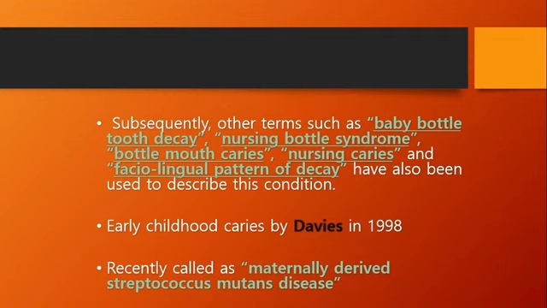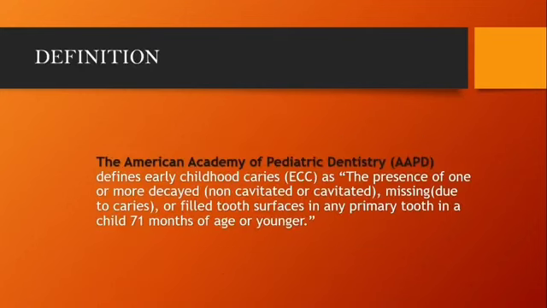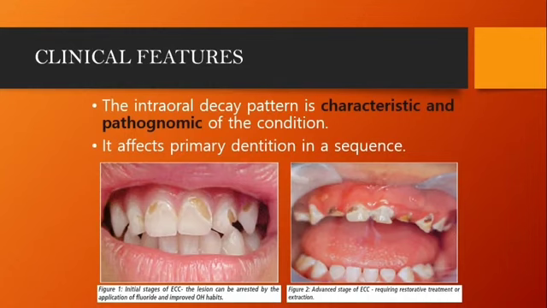The term early childhood caries was given by Davies in 1998, and it is recently called maternally derived Streptococcus mutans disease. And the AAPD definition, let's revise it quickly: the presence of one or more decayed, missing, or filled tooth surfaces in any primary tooth in a child 71 months of age or younger.